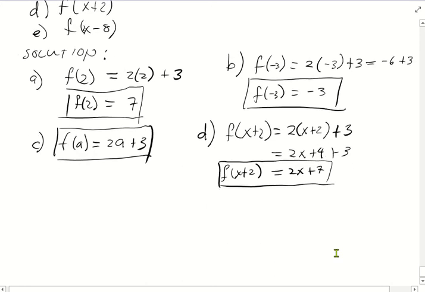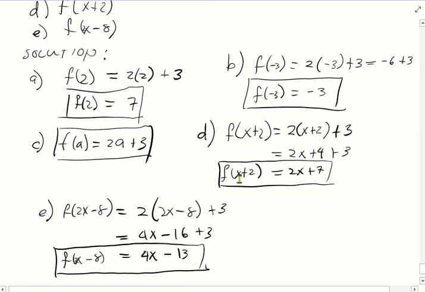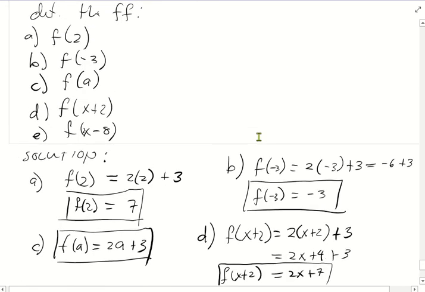And the last part, the last letter E, f of 2x minus 8. So this will be, again, substitute 2 times 2x minus 8 plus 3. Then distribute 2 times 2x, then 2 times negative 8 is negative 16 plus 3. Negative 16 plus 3 is negative 13. So f of 2x minus 8 is equal to 4x minus 13. So this is how we evaluate a function.